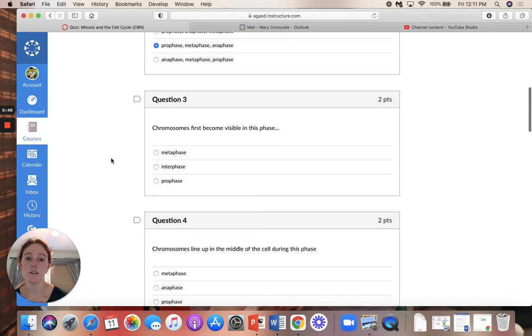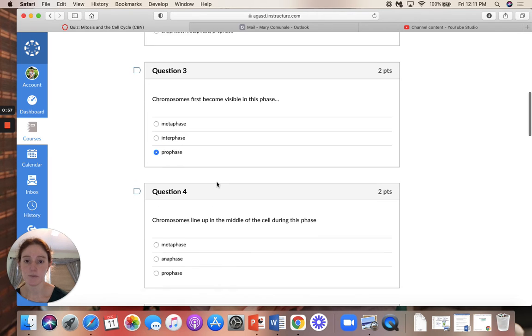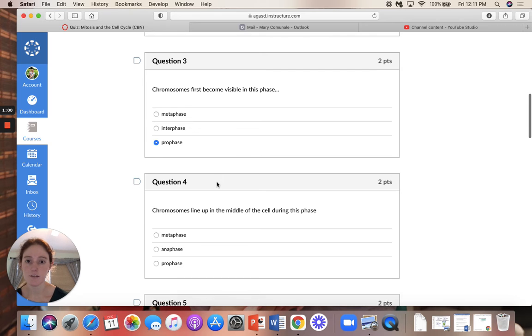Chromosomes first become visible in this phase. That's going to be in prophase. Metaphase, they're already visible and lining up. Interphase, they're not yet visible. They're being copied and all that good stuff.